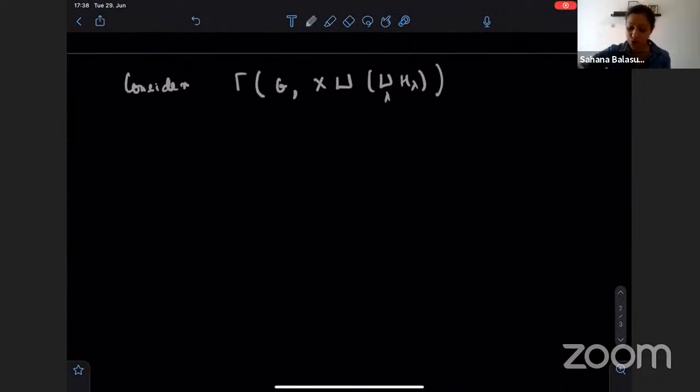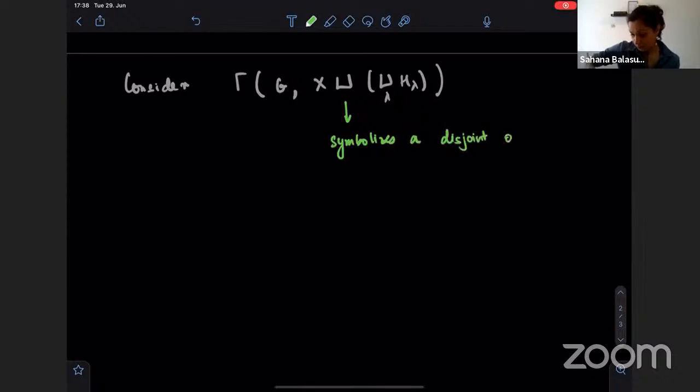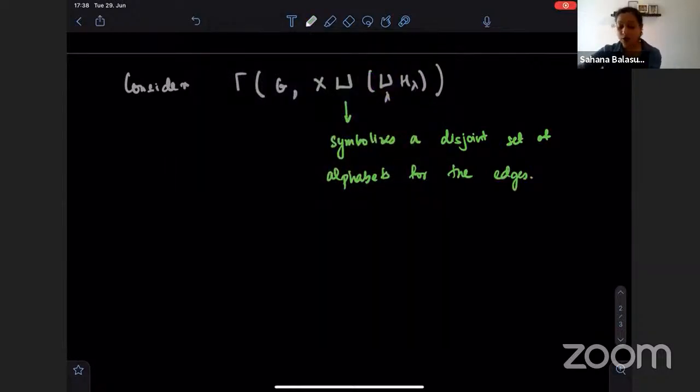So when I put this disjoint union over here, the reason is because it symbolizes a disjoint set of alphabets for the edges. And what does that mean? It means that I think of all the elements that belong to X as having one particular color. And for every lambda, I think of all of the elements of H lambda as having one particular color.